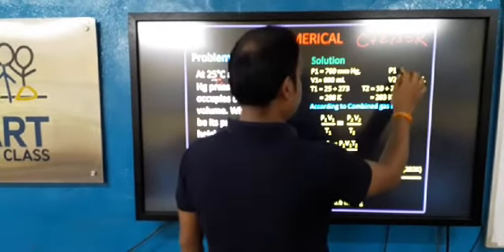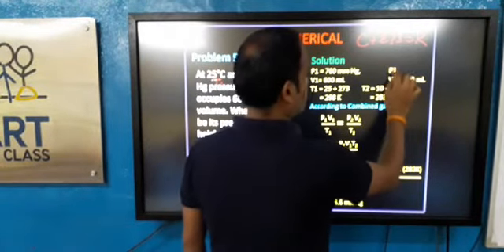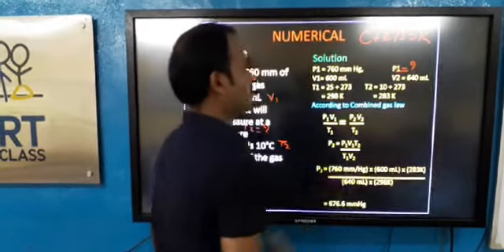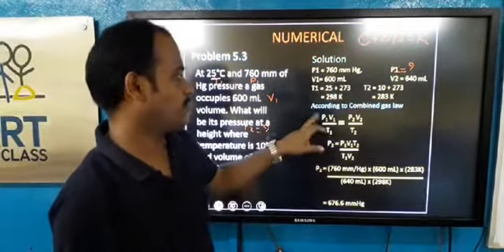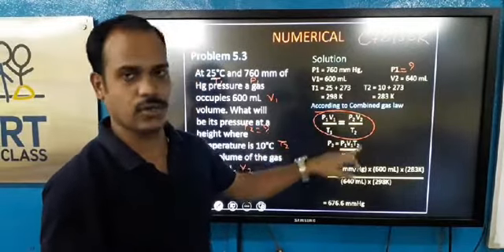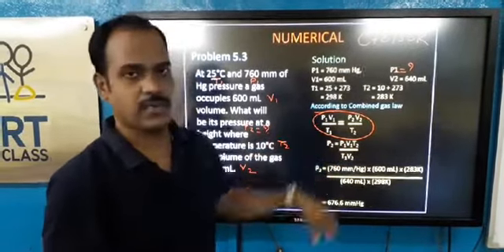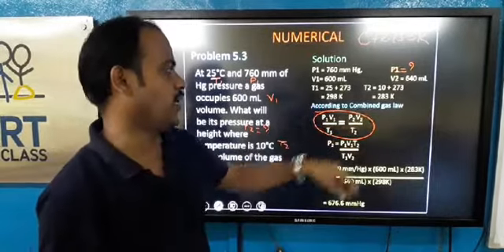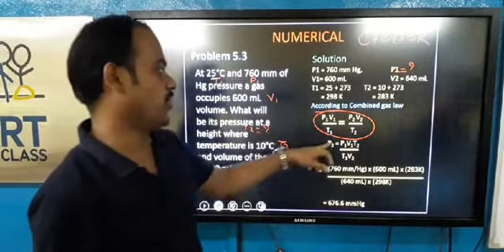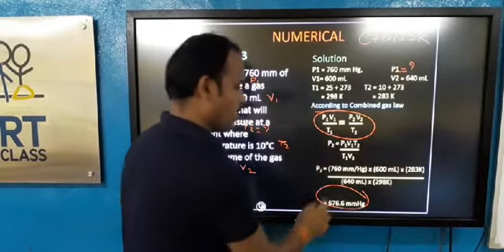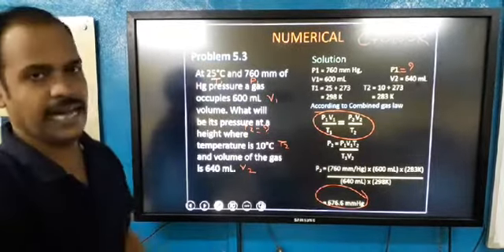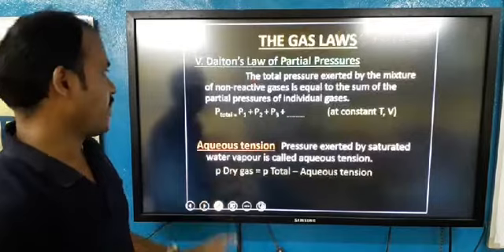And this one is P2. P2 is equal to question mark. P1 is given here. So according to combined gas law, you know this is a combined gas law, put values of different terms like P1, V1, T1 and V2 and T2, then you can find the value of P2. So here this is your answer. This is the ideal gas equation.